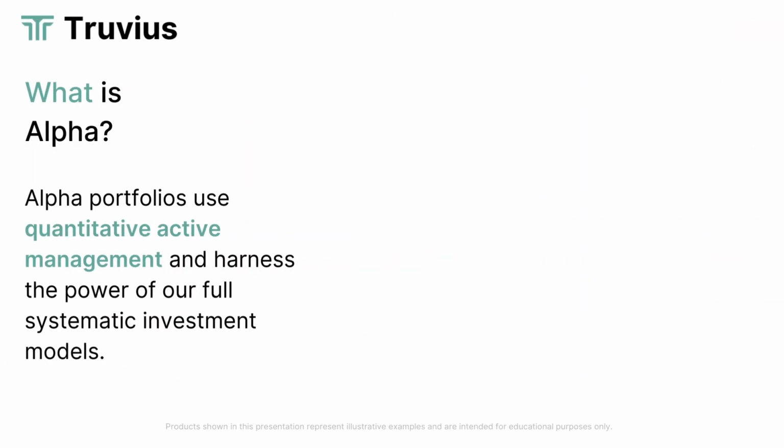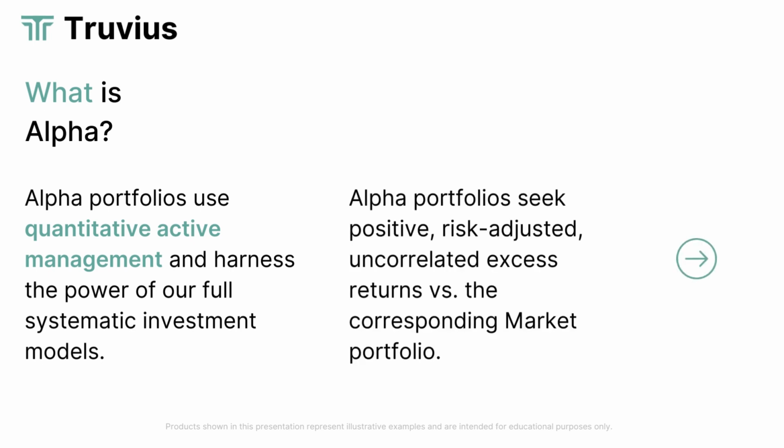We'll start with the answer and subsequently step through a detailed example. Alpha portfolios represent our best thinking through quantitative active management, harnessing the full suite of signals in our actively managed investment models. Specifically, alpha portfolios seek outperformance versus the corresponding market portfolio and are implemented in a way such that these excess or active returns are by design uncorrelated to the benchmark.